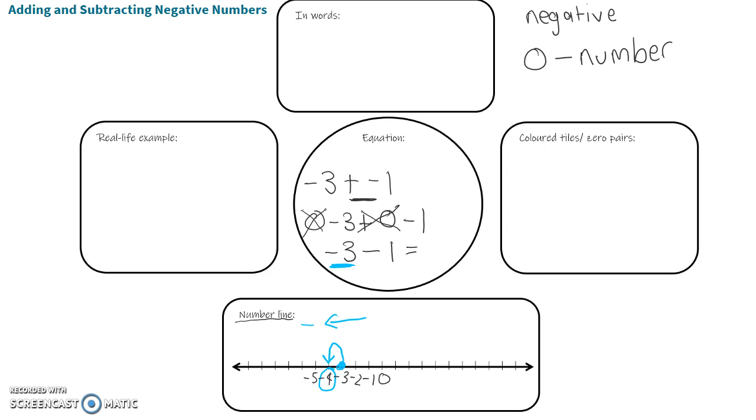If we want to represent that with coloured tiles or 0 pairs, remember that a blue is a positive and a red is a negative.